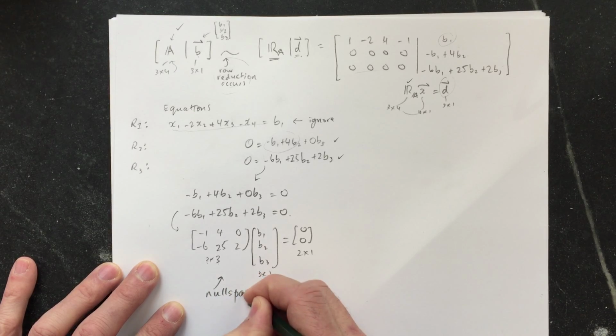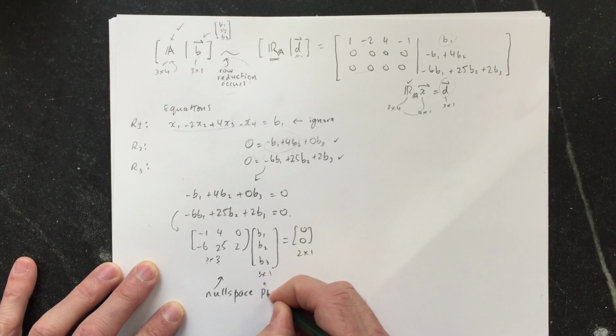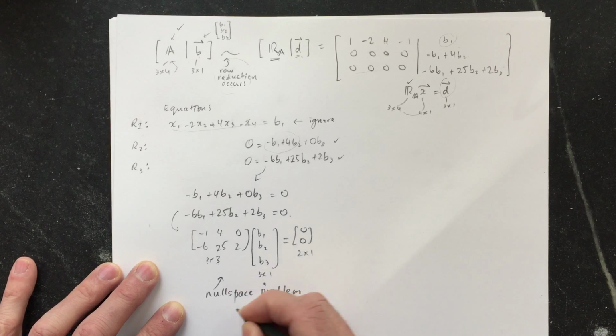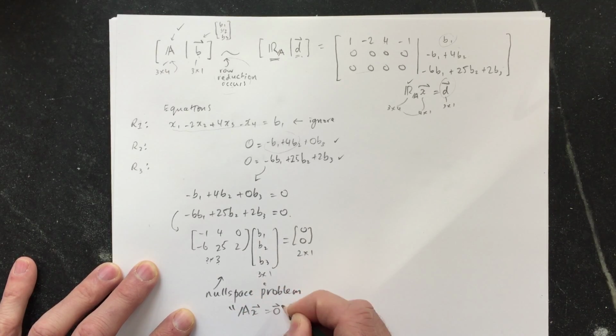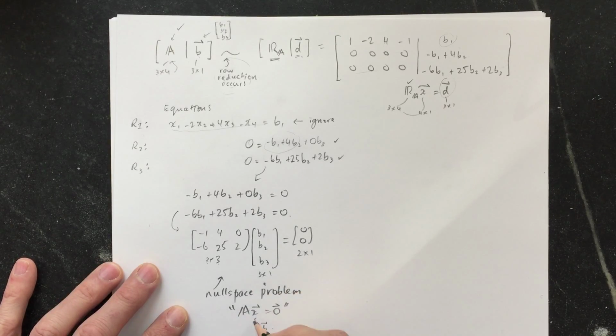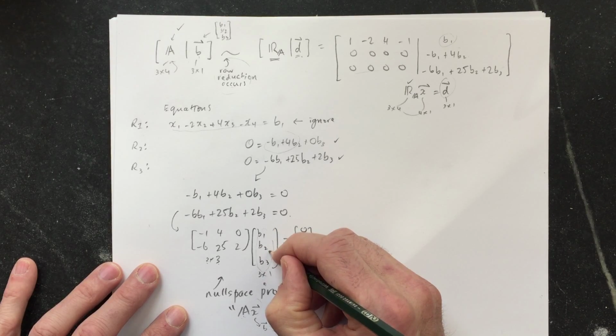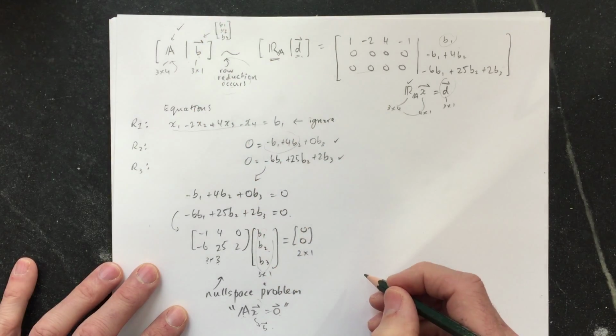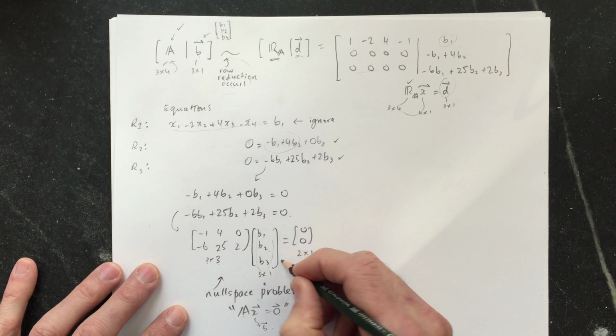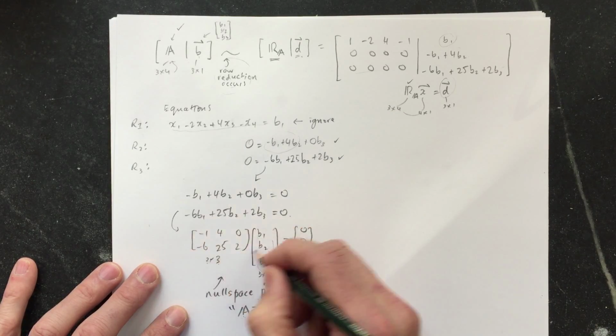Null space problem, right? Looks like Ax equals 0, but of course now we have a b, but it's this sort of thing. So what we're trying to find, which combinations of the columns of A give us 0. And when we've done that, we will have the column space of A. So find the null space for this matrix.